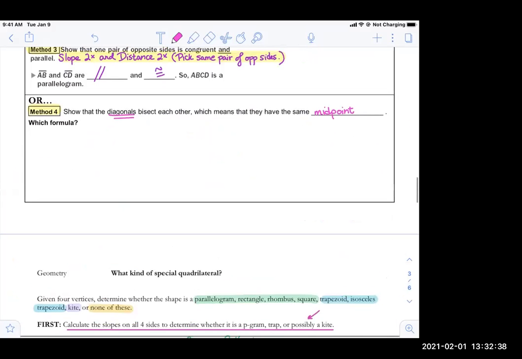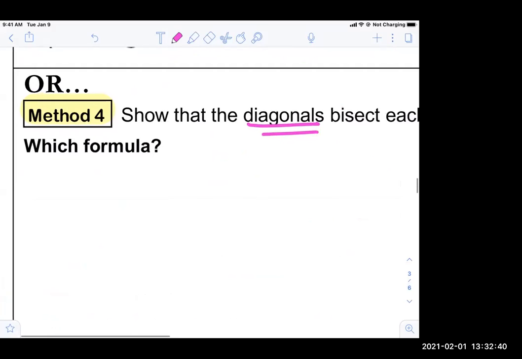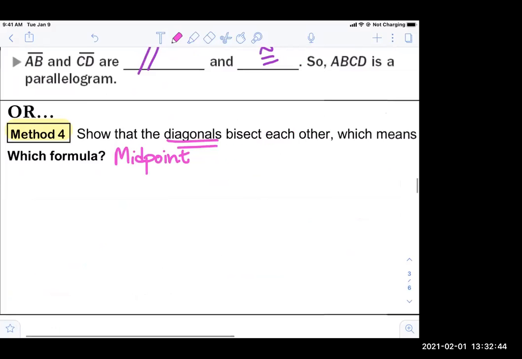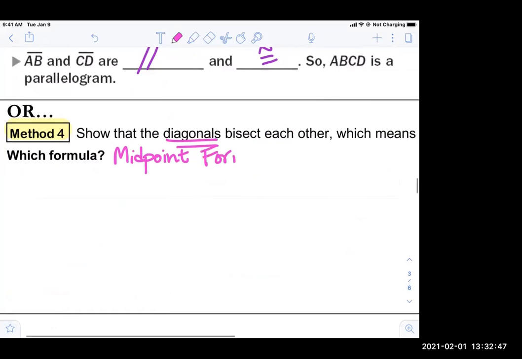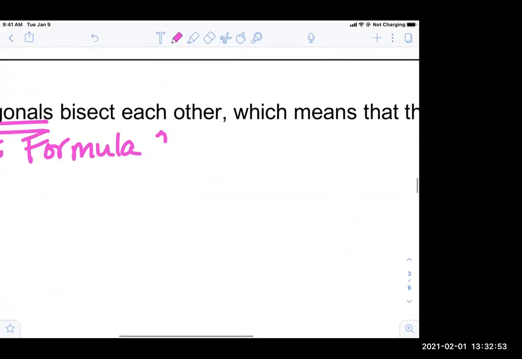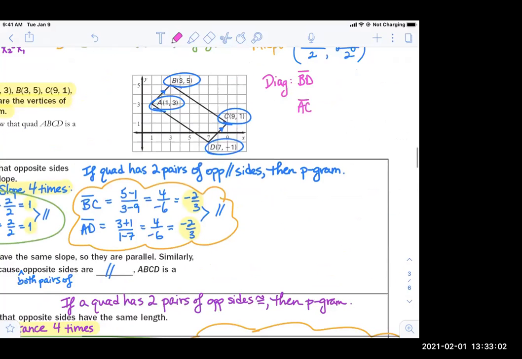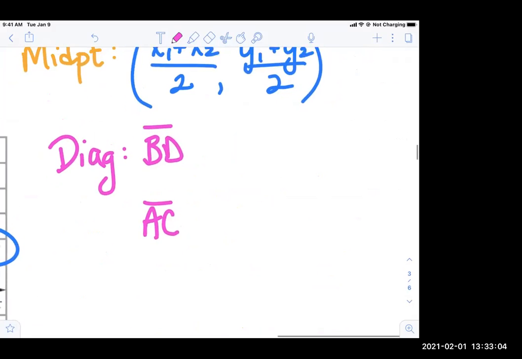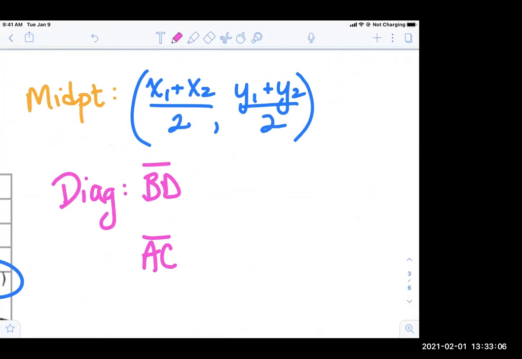So we're doing the midpoint formula how many times? Twice, right. Two times because you're doing the two diagonals. There are only two diagonals. All right, so remember, midpoint means average the x's, divide by 2 to get your new x, average your y's, divide by 2 to get your new y.